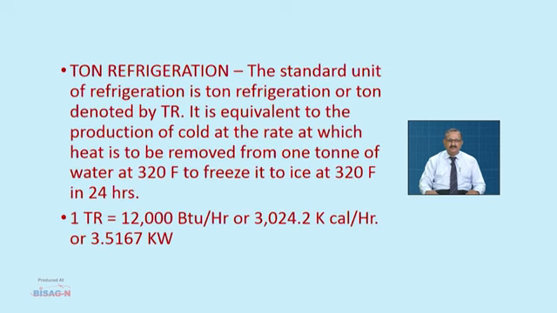Tons of refrigeration. The standard unit of refrigeration is ton of refrigeration, denoted by TR. It is equivalent to the production of cold at the rate at which heat is to be removed from 1 ton of water at 32 degrees Fahrenheit to freeze it to ice at 32 degrees Fahrenheit in 24 hours. 1 ton is equal to 12,000 BTU per hour or 3,000 kilocalorie per hour or 3.51 kilowatt.